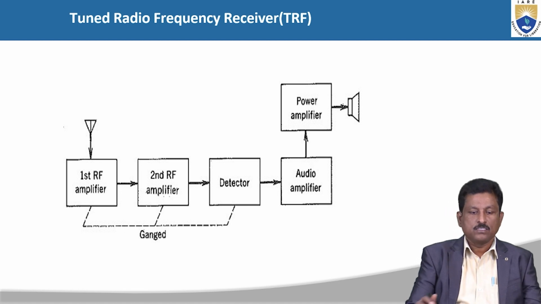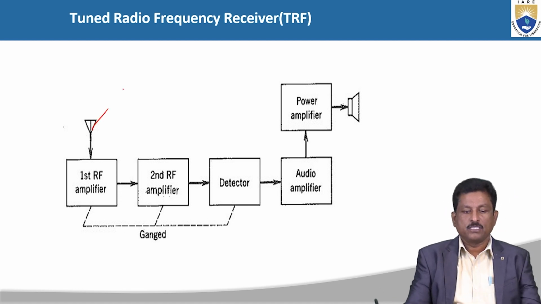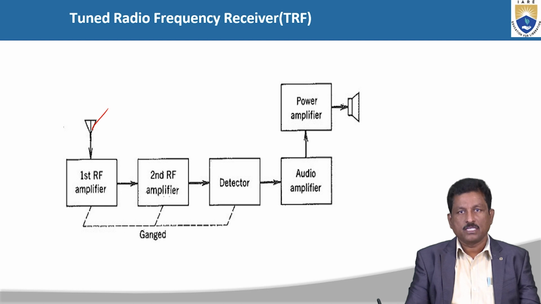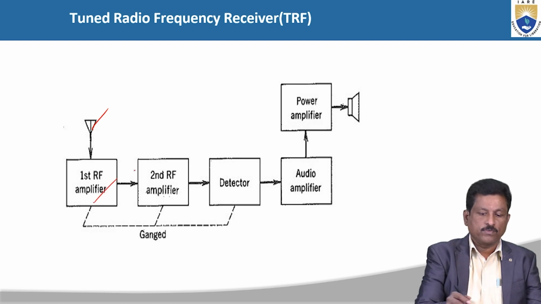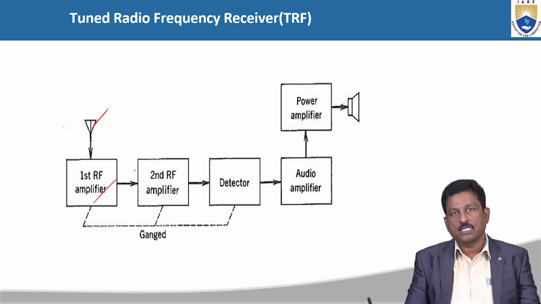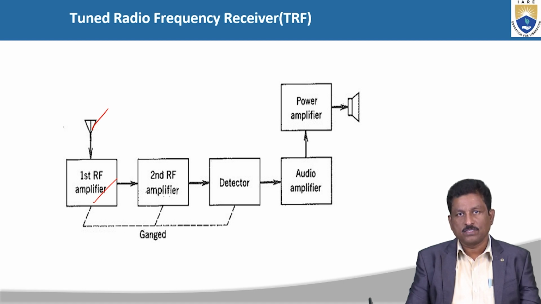So this is the antenna. With the support of the antenna, we can select the desired frequency, and then it is given to the first stage of the RF amplifier. The antenna can act as a filter, sensitive to the desired frequency components only. Those can be selected by the antenna, and the received frequency components are in the radio frequency range. Those signals can be amplified by the first RF amplifier.